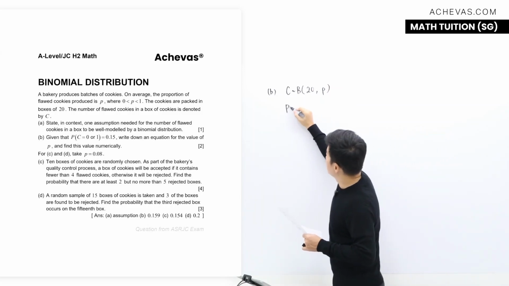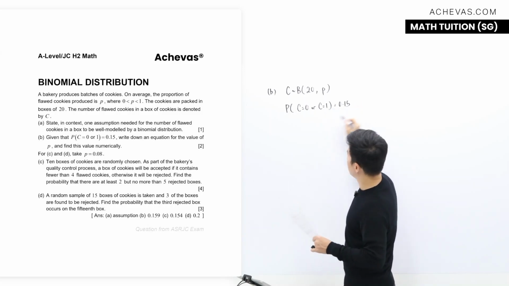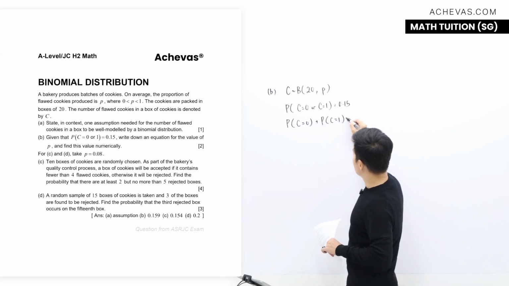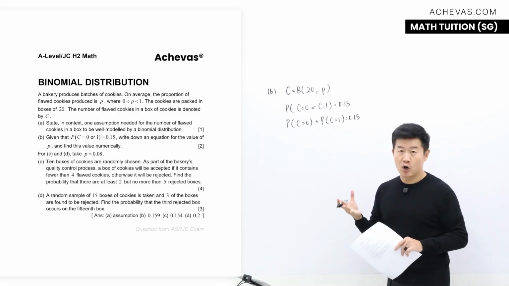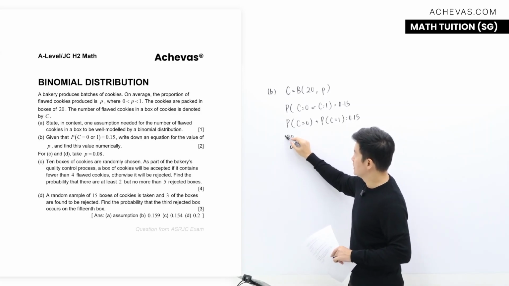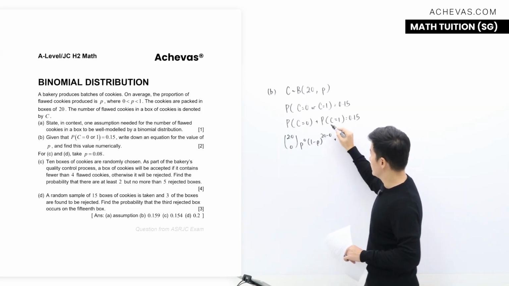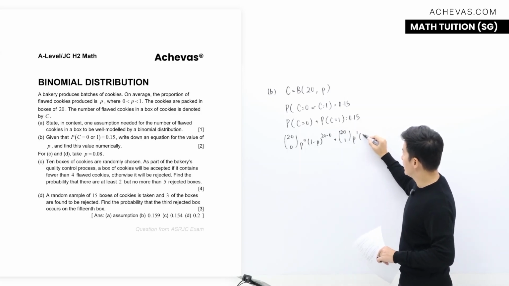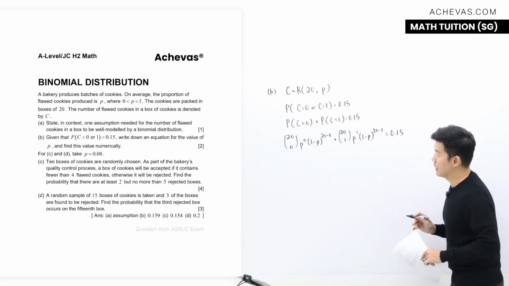The question says that the probability when C is equal to 0 or when C is equal to 1 is equal to 0.15. Making use of the formula for the binomial distribution, the probability that C is equal to 0 is 20 choose 0, then P to the power of 0, 1 minus P to the power of 20 minus 0. As for the probability that C is equal to 1, it is 20 choose 1, then P to the power of 1, 1 minus P to the power of 20 minus 1. This is equal to 0.15.